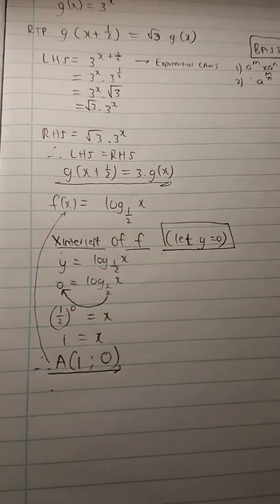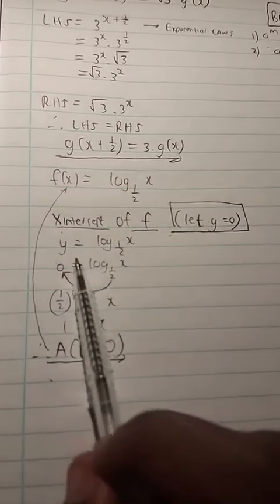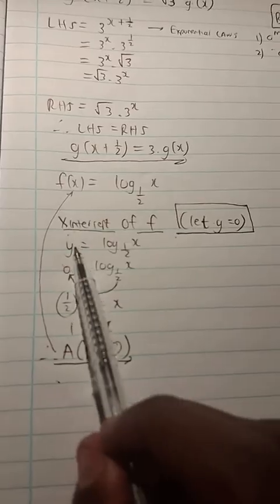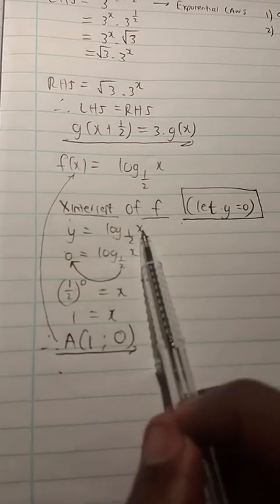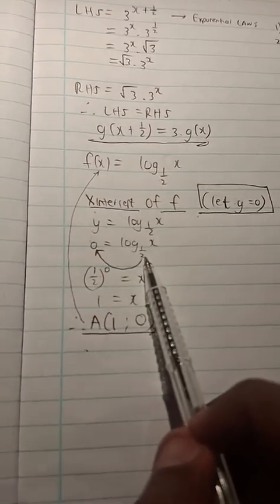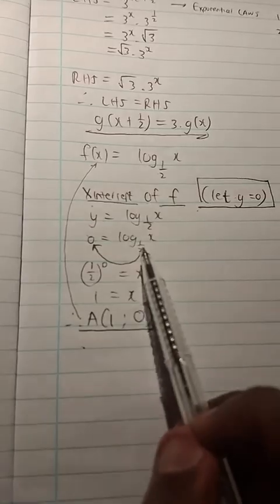X-intercept is where we let y be equal to 0. So in the place of y, we write 0. 0 is equal to the function f, log x base half. Then after that, we solve for x.